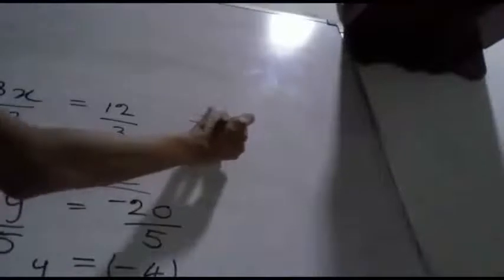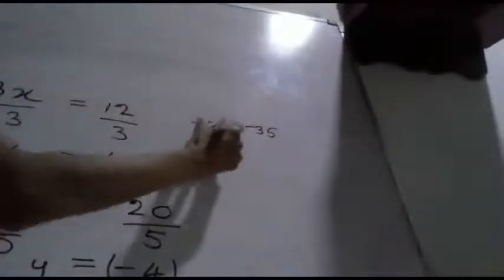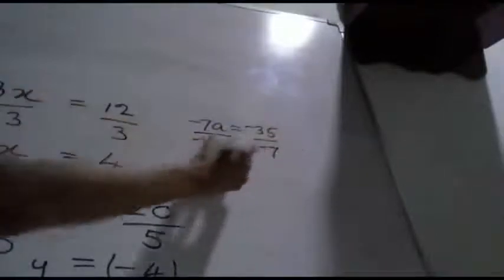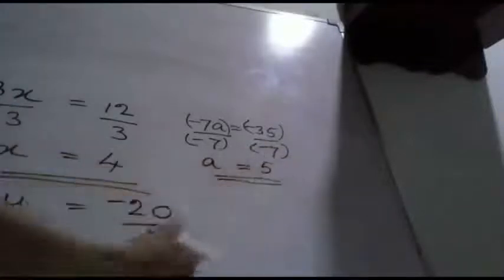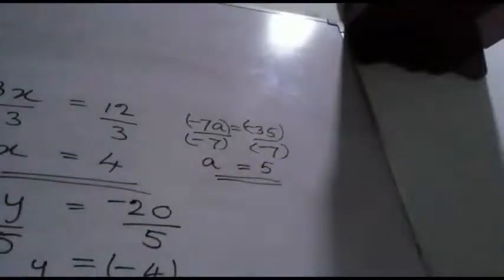Next one. Negative 7a is equal to negative 35. Both sides divide by negative 7. a is equal to negative divide by negative, the answer is positive. 7 times 5. Please copy down these.